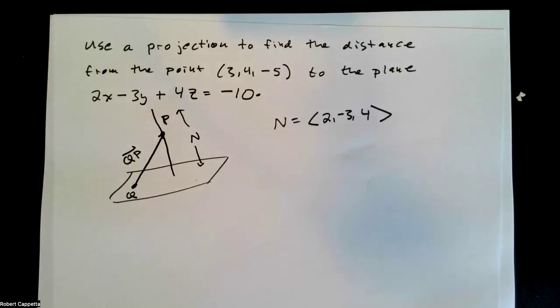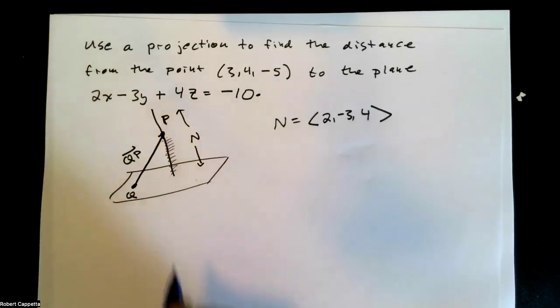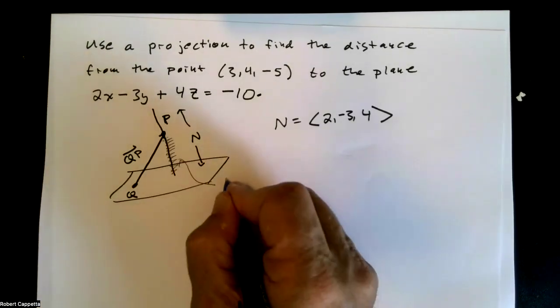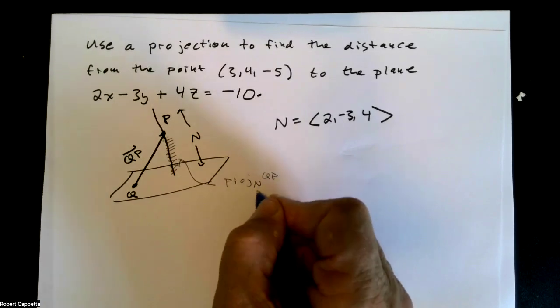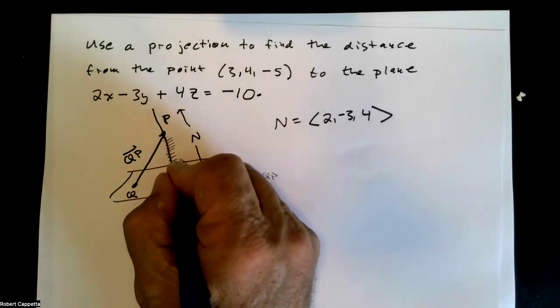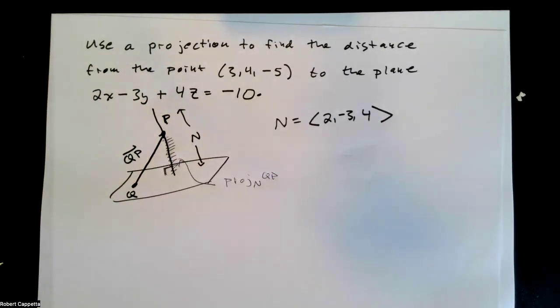Probably not the shortest distance, but if I project QP onto n, do we see how that new vector here, which will be the projection of QP onto n, that its length should be the distance from the point to the plane. That shortest distance is on a perpendicular relationship. So what do I have to do?